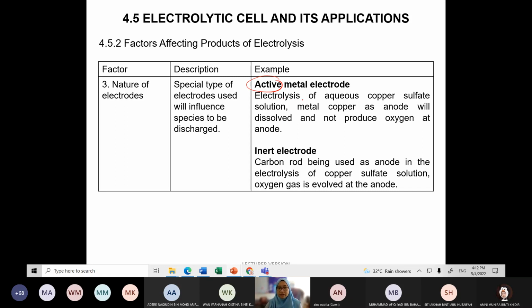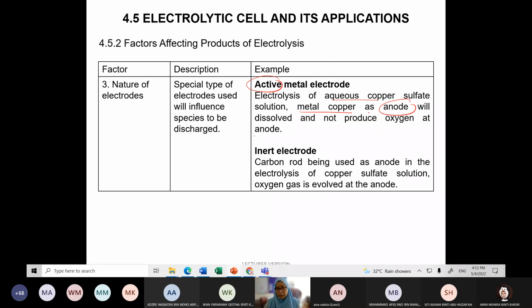Okay, all right, so electrolysis of aqueous copper sulfate solution, for example. Okay, so the solution of aqueous copper sulfate is used. So metal copper is used as the anode, will dissolve and not produce oxygen at anode. Okay, all right, in this case we use metal copper as the anode. So this is active metal. Why? Because the solution used is also copper 2 plus. Okay, so this metal copper will be involved in the electrolysis.